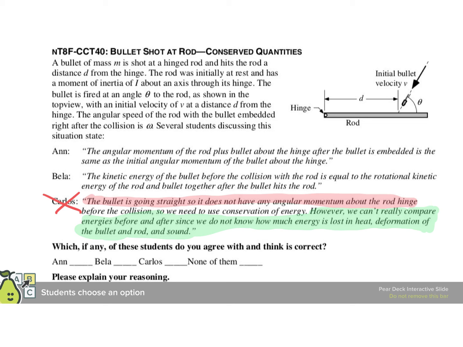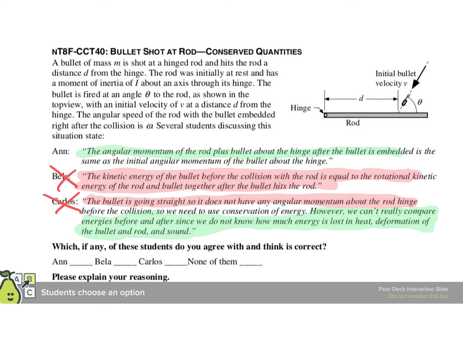Bella goes wrong the other way. Bella says the kinetic energy of the bullet before the collision is equal to the rotational kinetic energy after, but that's not true for the reasons that Carlos said. Some energy is going to be lost in the collision, lost in making the collision non-elastic, and so this is out, which puts us at probably it's Anne who's right, but we should see if we believe it. The angular momentum of the rod plus bullet about the hinge after the bullet is embedded is the same as the angular momentum of the bullet about the hinge, and so we want to say, is that correct or not? Well, it is correct.